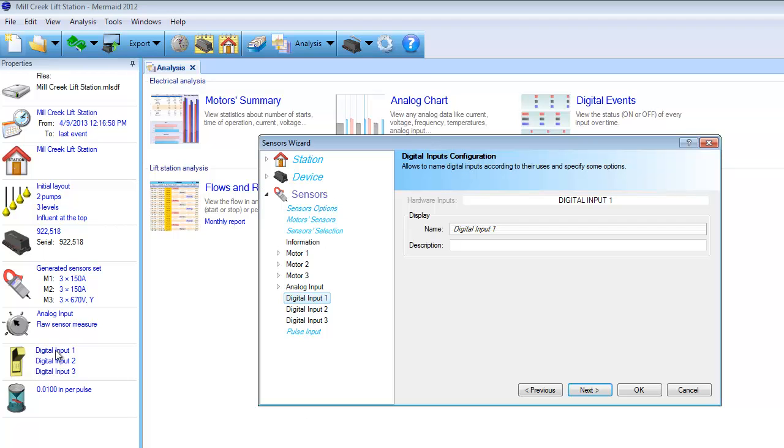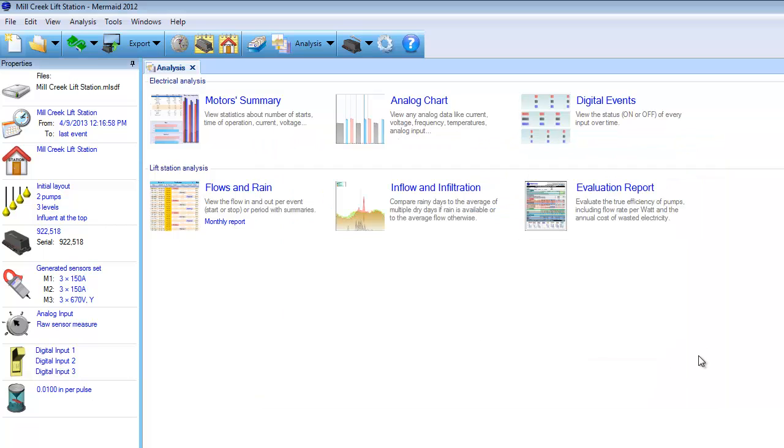So we have digital inputs, and you can name your digital inputs. Most of the digital inputs that we use are for troubleshooting, for monitoring when you have an issue within a control panel. You could use your digital inputs.